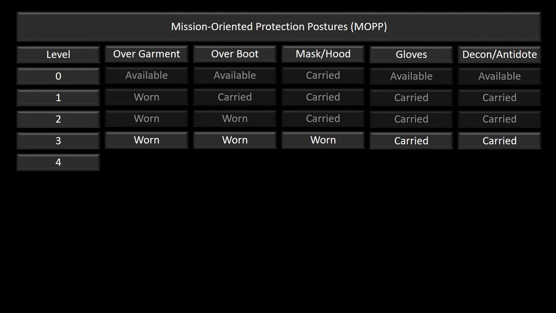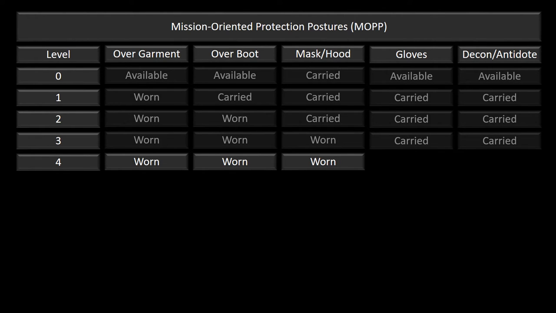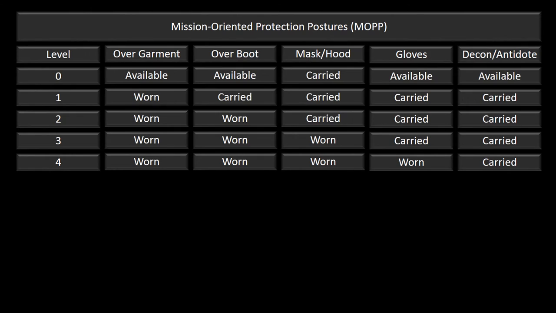MOP level 4, the most protection. We're wearing our suit, our boots, our mask, our gloves, and we're still carrying our antidote. And it makes sense if you think about it. You want to get as much on preemptively before you put the mask on because it's going to limit your visibility, but you don't want your gloves on before you put the mask on because it's going to delay you putting the mask on, because when gas is called, you want to be able to get that mask on in a hurry.